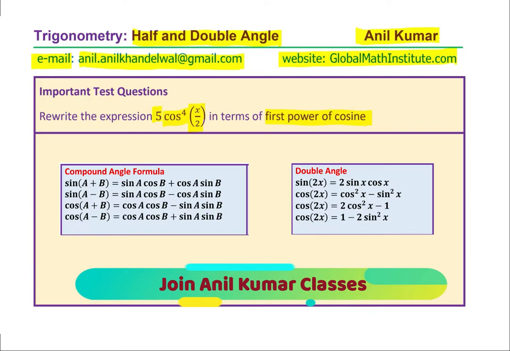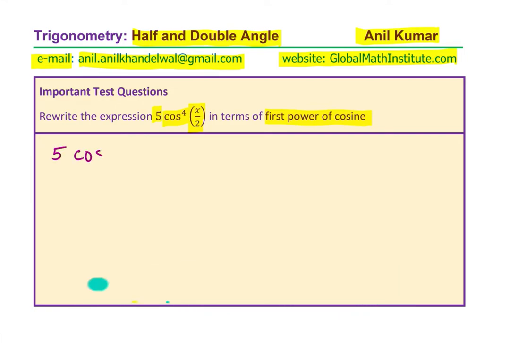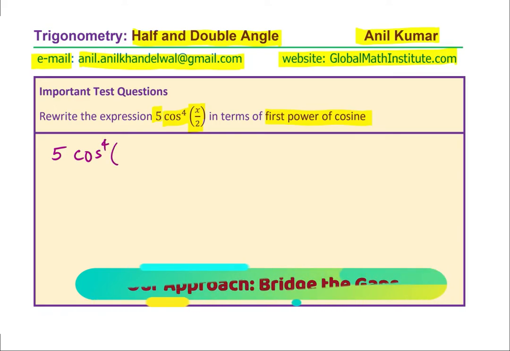Let us discuss at length how we solve such a question. The question before us is 5 cos to the power of 4 x by 2. So this is half angle. We want to write this as first power of cosine. So let us review the basic concept and then we will begin with the solution. Some of you can definitely answer and then look into my suggestions.